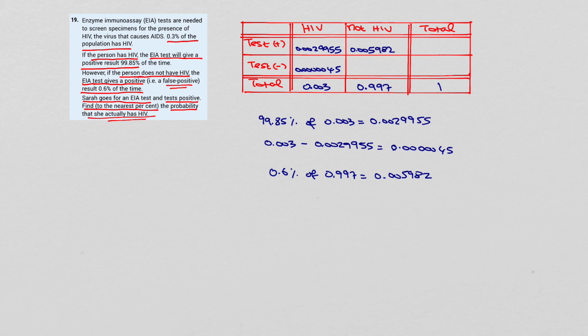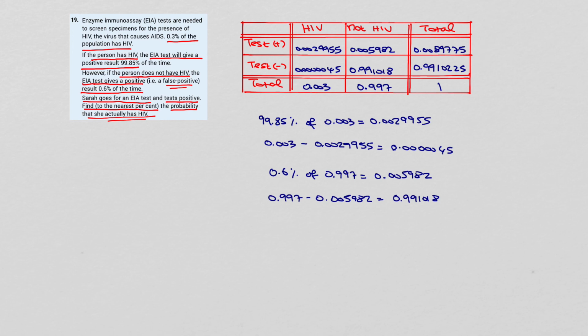Then if I subtract that from 0.997, I get 0.997 take away 0.005982, and I'm left with 0.991018. Okay, so if I total everything across, I have 0.0089775 and 0.991025. And again, if I check, do those two add to give me 1? And they do.